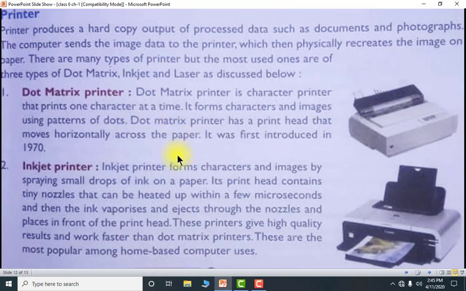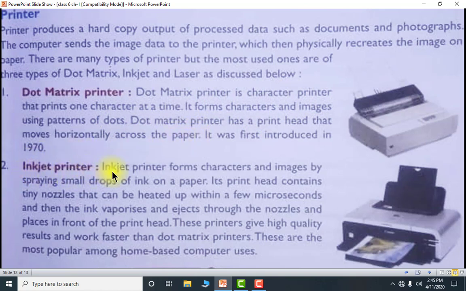Okay, that's why I told you they are used mainly in two places: railway ticket bookings and gas agencies. They print only one character at a time. They are very slow. The next one is the inkjet printer.